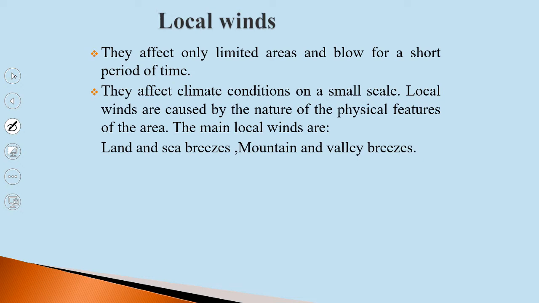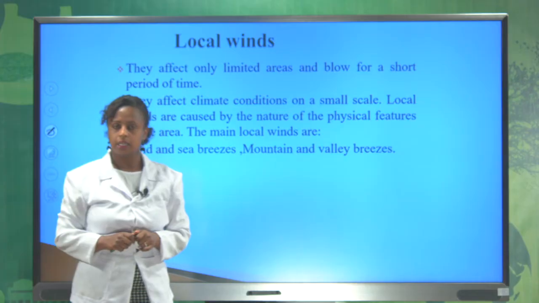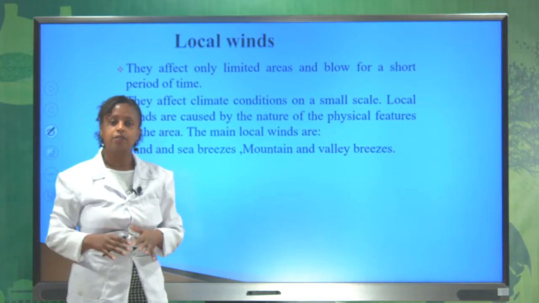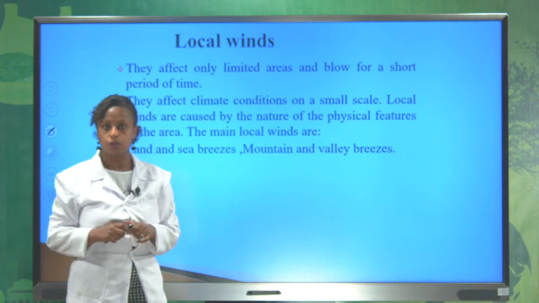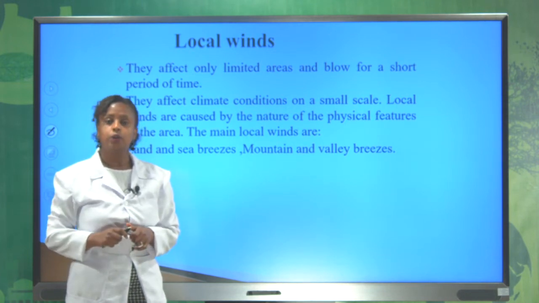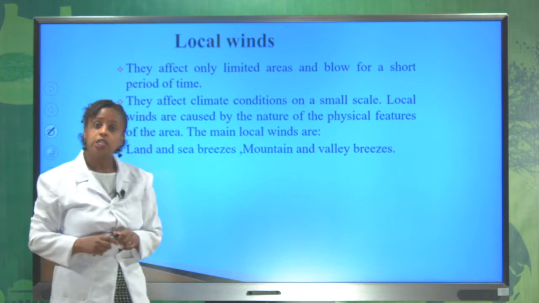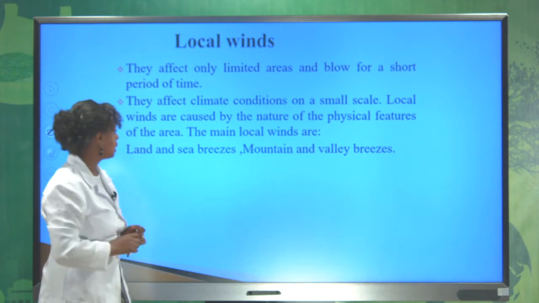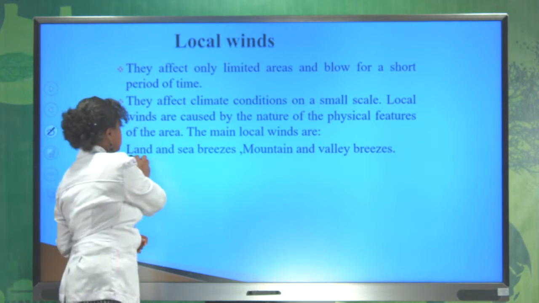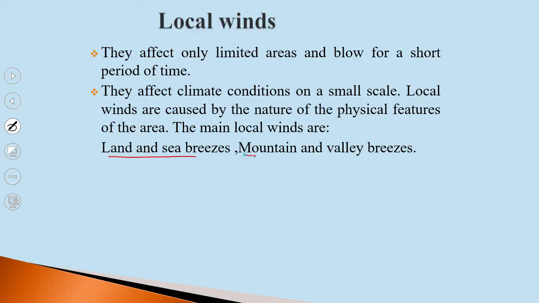Local wind is another wind type. It is a wind type that covers a smaller area of the Earth's surface and occurs for a short period of time. Local winds are caused by the nature of the physical features of the area. The main local winds are land and sea breeze, and mountain and valley breeze.